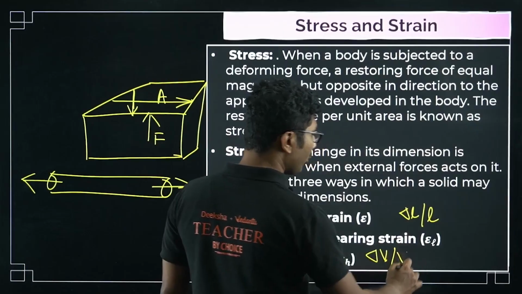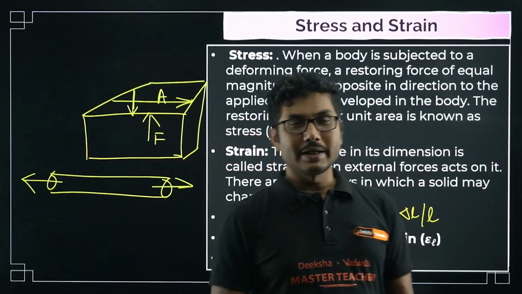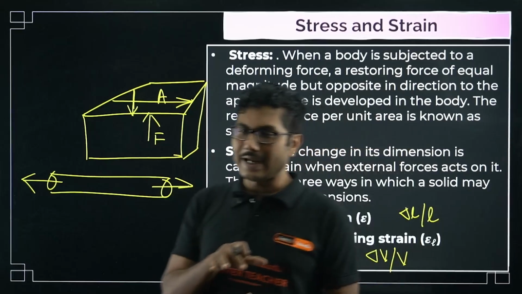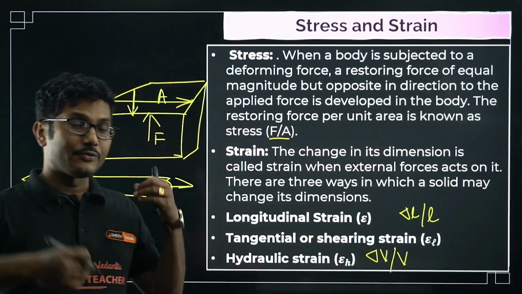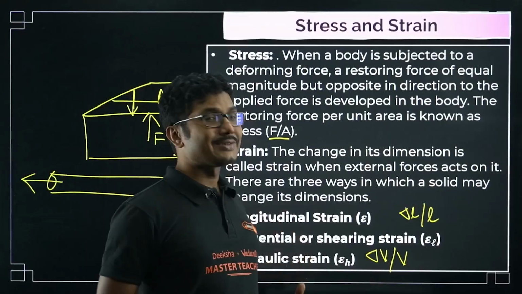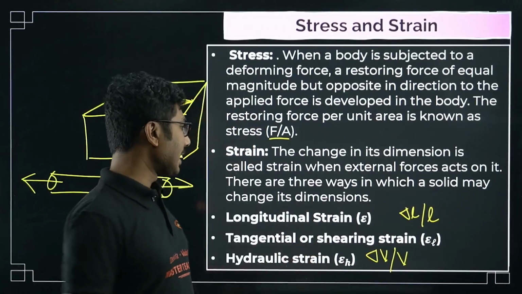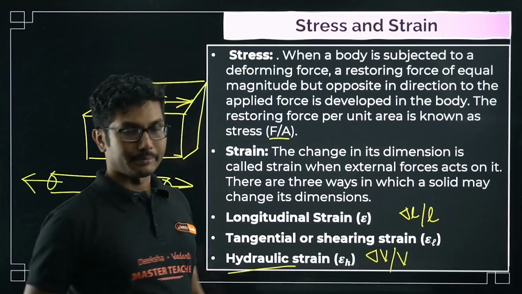under which its volume changes. For example, you take a balloon and if you put it under the water, it shrinks, right? So it experiences forces from all directions and its volume shrinks. That is called hydraulic strain or bulk strain, sometimes volume strain. So they are all the same, hydraulic strain.